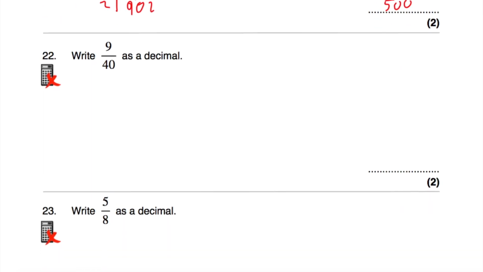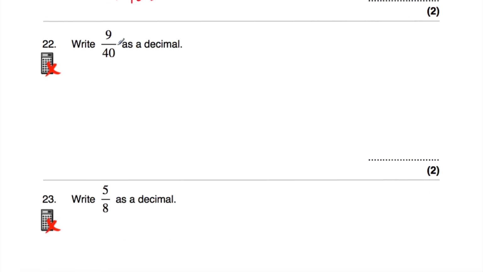Okay, next question, question number 22. Question number 22 says to write 9/40 as a decimal. So we need to change this fraction to a decimal. The numerator is 9 and the denominator is 40, so let's just do 9 divided by 40, and then that'll be our answer as a decimal. So 9 divided by 40. And let's put a decimal point and some zeros.